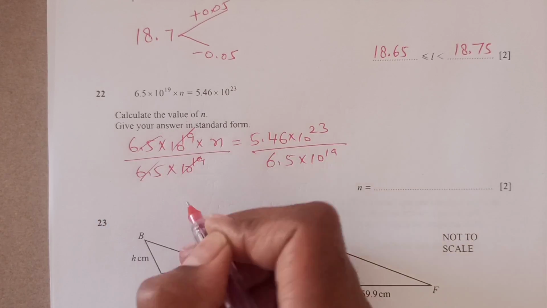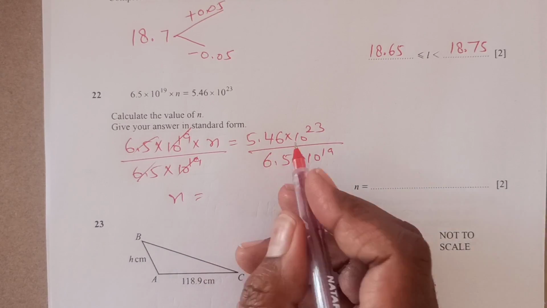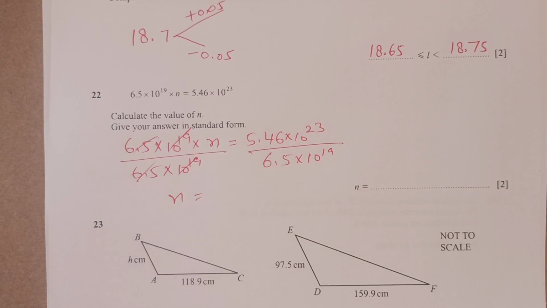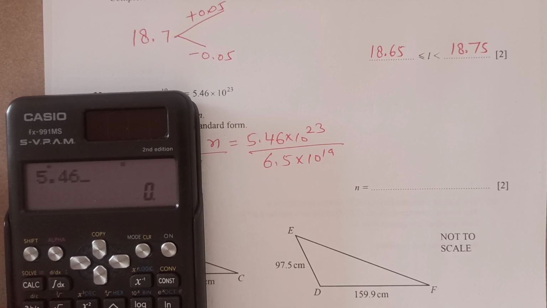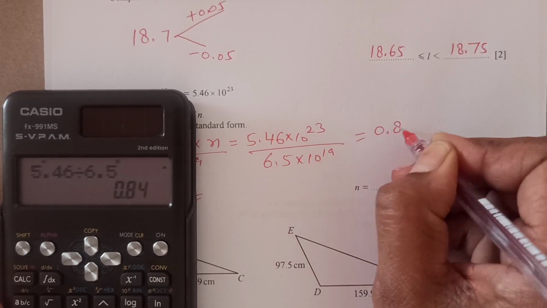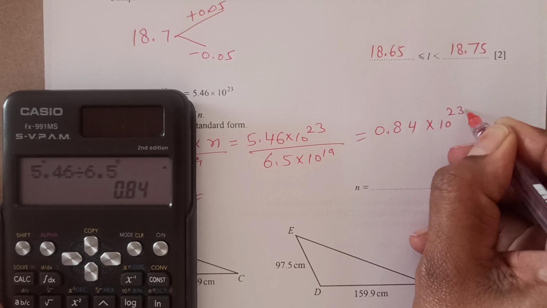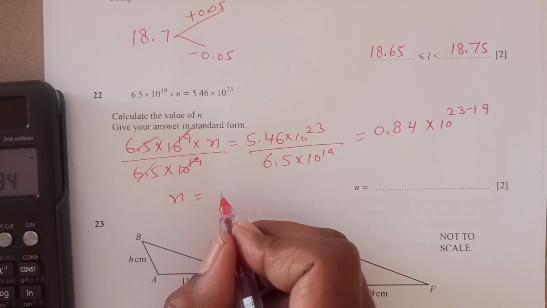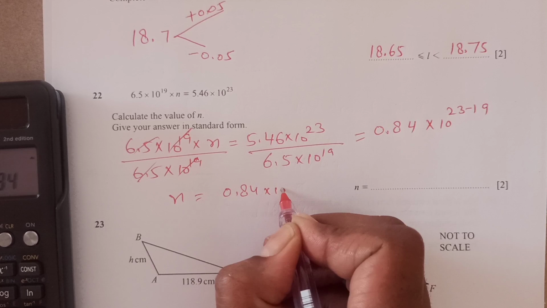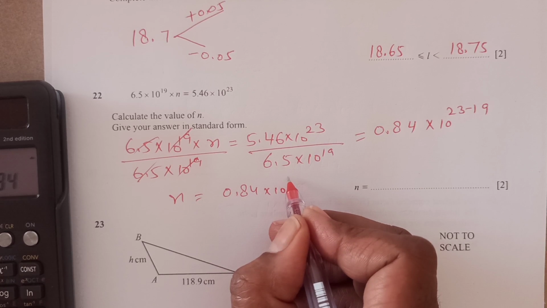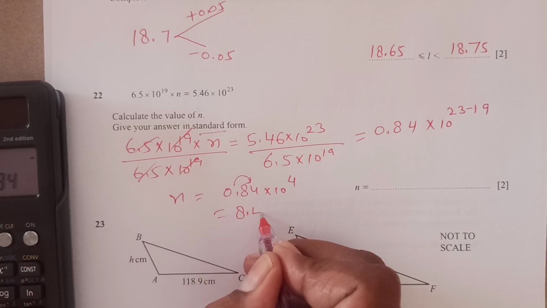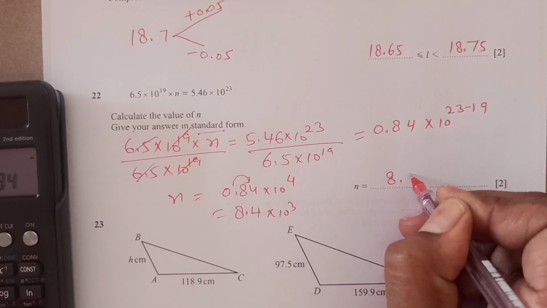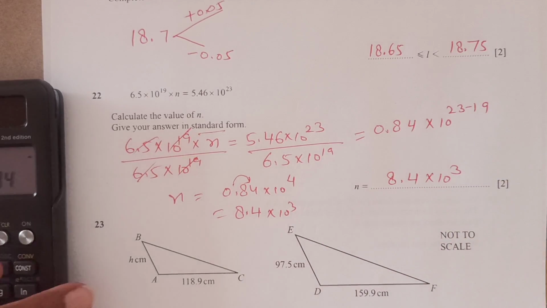Now this and this is cancelled, so n is going to be, when you divide this, let me see what are we getting here. 5.46 divided by 6.5 is 0.84 times 10 power 23 minus 19, which is 4. So n is 0.84 times 10 raised to power 4, but we need it in the standard form, so it is 8.4 times 10 power 3. So the final answer is 8.4 times 10 raised to power 3, right?